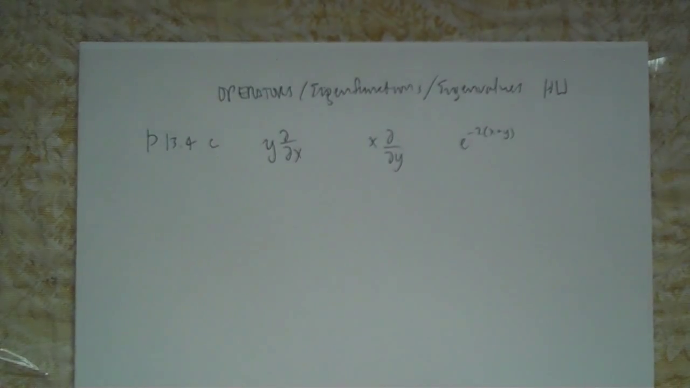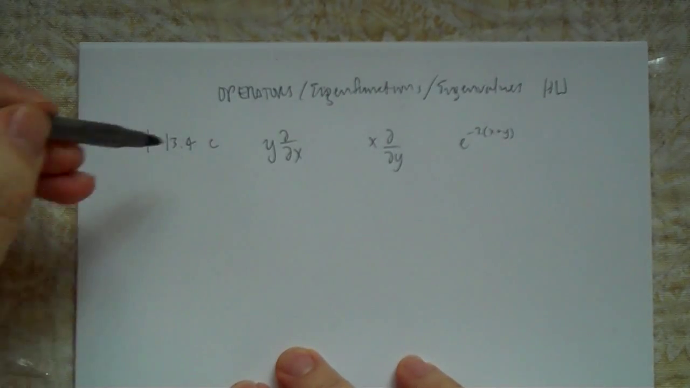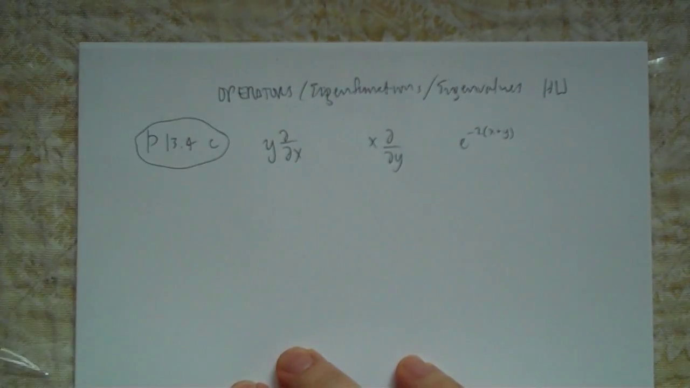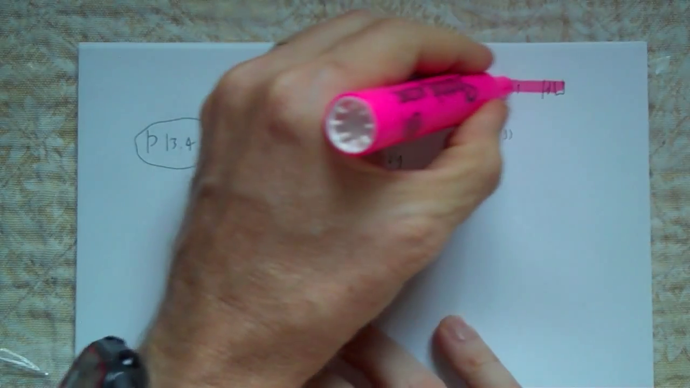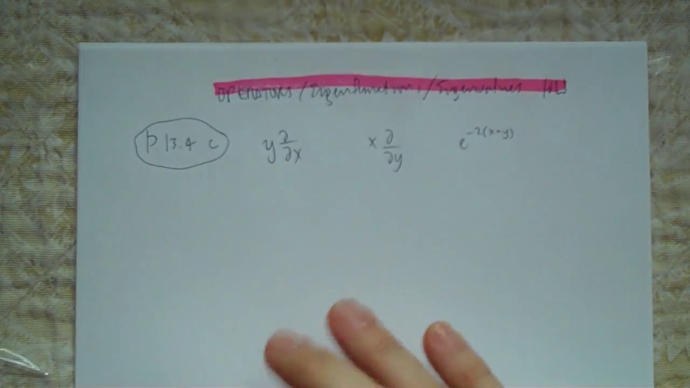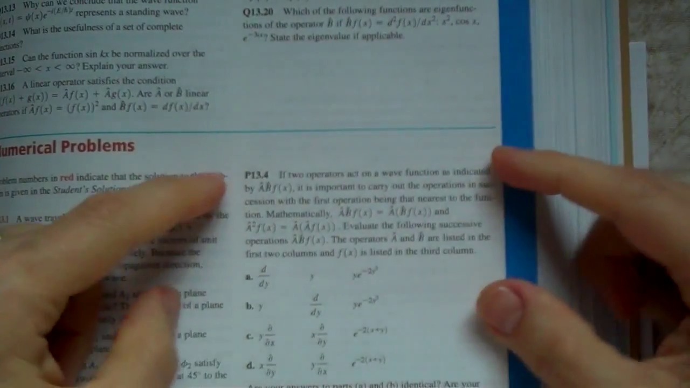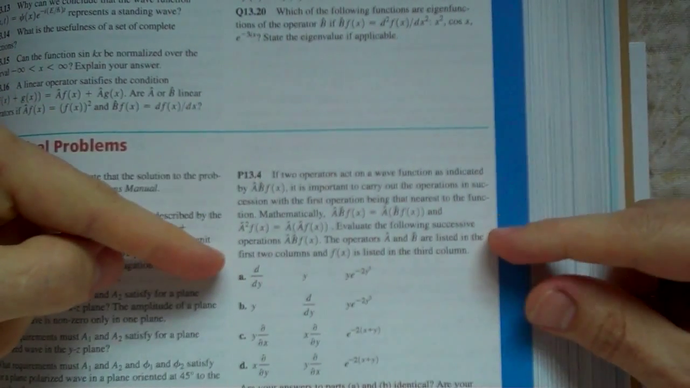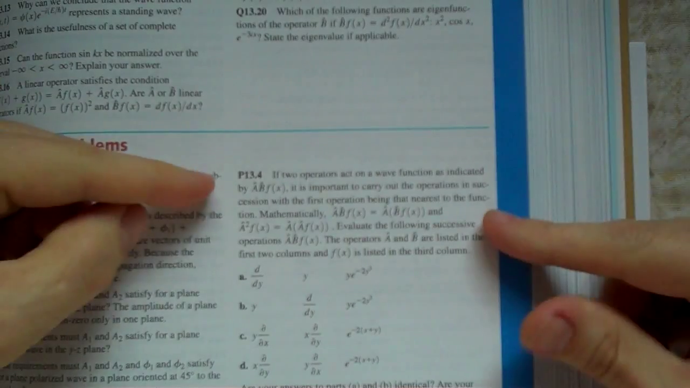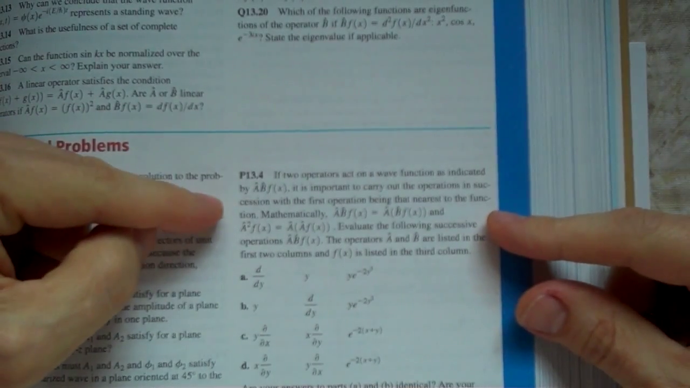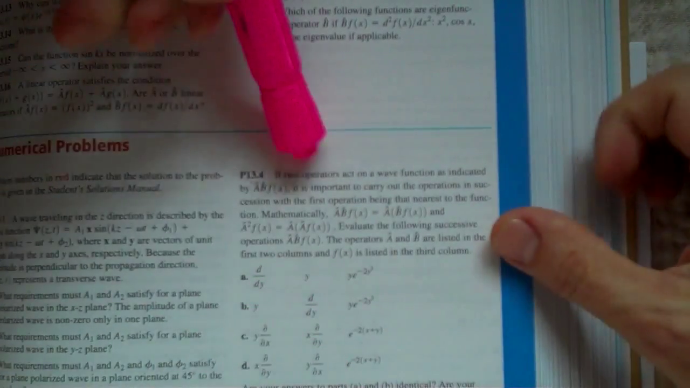Alright, so this video is problem 13.4c from the operators, eigenfunctions, and eigenvalues section. The challenging one for this problem, in my view, is the fact you start out with all these symbols and terminology that we're not used to, but you have to be used to it. This is exactly what you're going to be expected to be able to read. So let me read this out first and then sort of think out loud.